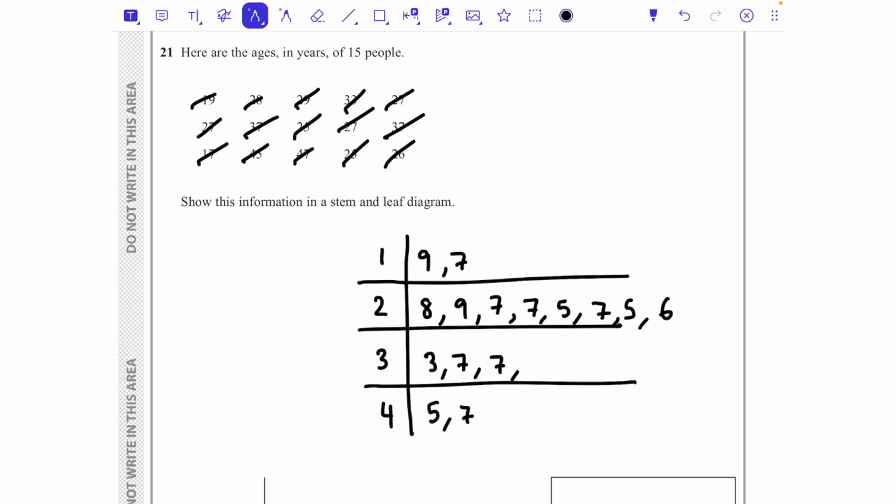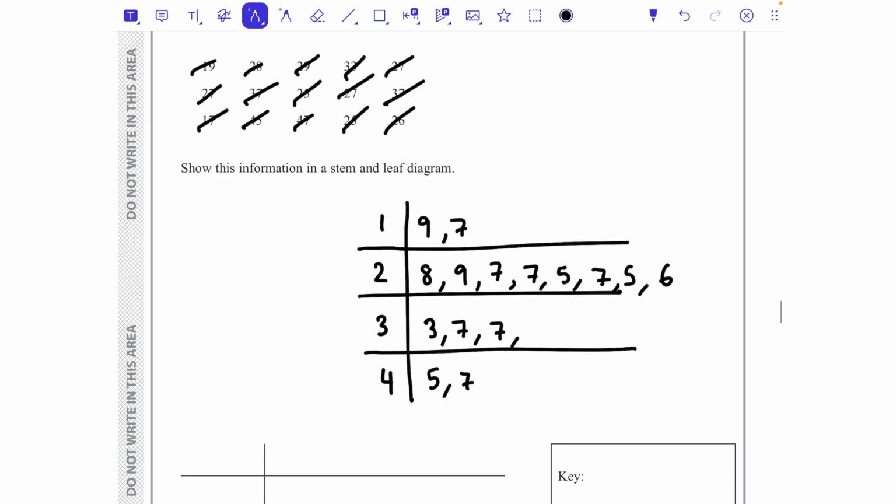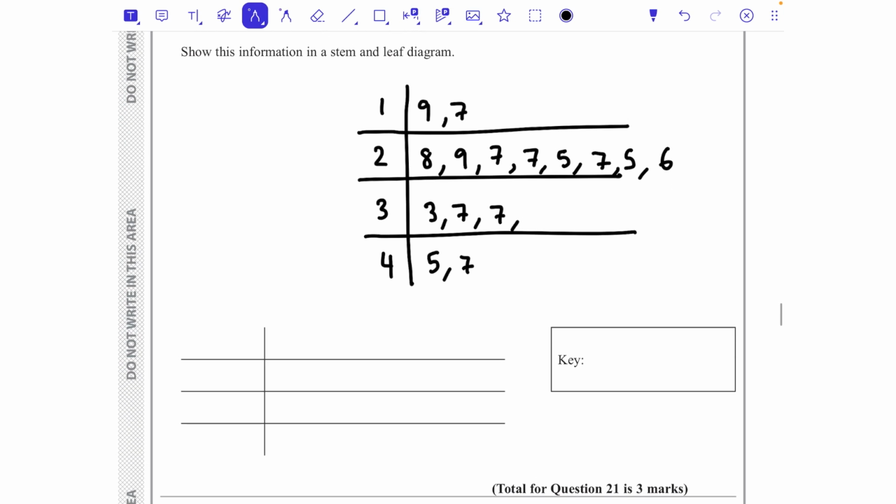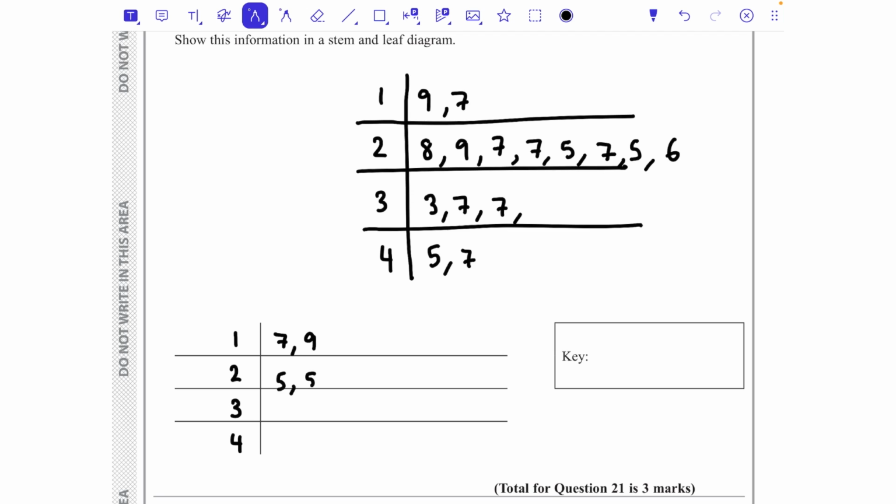Okay, so now I know that I've got all 15 in my stem and leaf diagram. So 15 people, 1, 2, 3, 4, 5, 6, 7, 8, 9, 10, 11, 12, 13, 14, 15. So I've definitely got all of the data and I now just need to put them in order. So again, 10, 20, 30, 40 on that side. I'm going to put 7, then 9. It is much easier to order them when they're already in the right category. So now I've got 5, 5, 6, 7, 7, 7, 8, 9, 3, 7, 7, they're already in order, and then 5, 7, they're already in order.